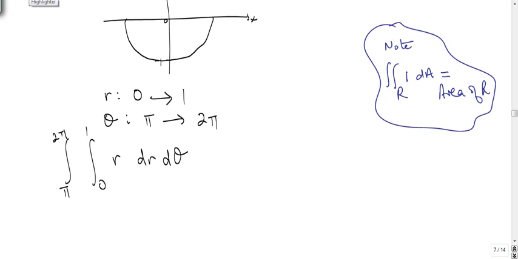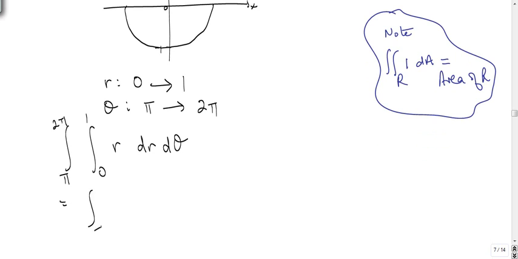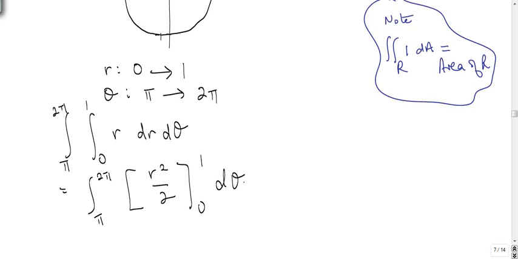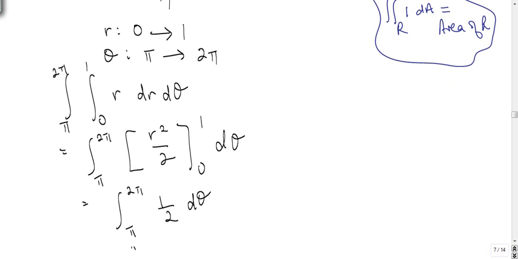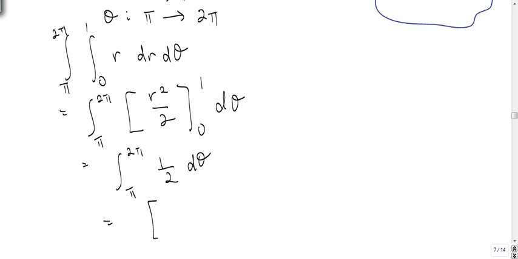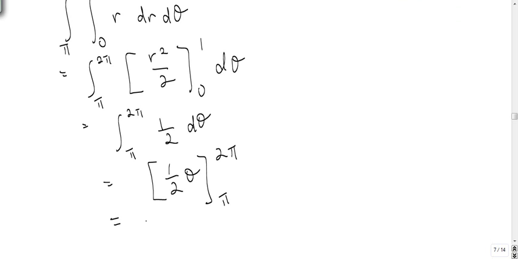Okay, so let's integrate. Pi to 2 pi, r squared over 2, 0 to 1, d theta. Pi to 2 pi, 1/2 d theta. 1/2 theta, pi to 2 pi, which is pi minus pi over 2, which is pi over 2. So that's a good way to check your work.